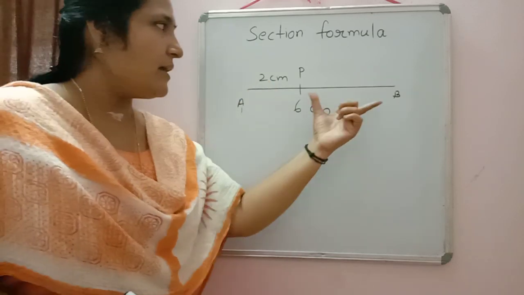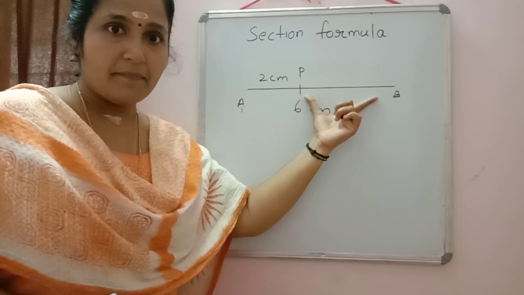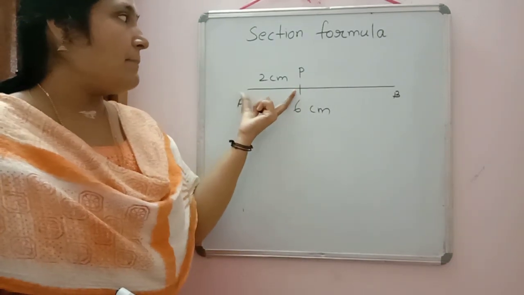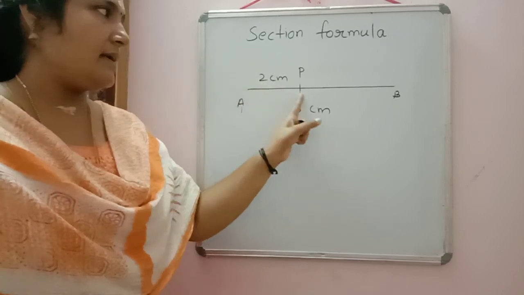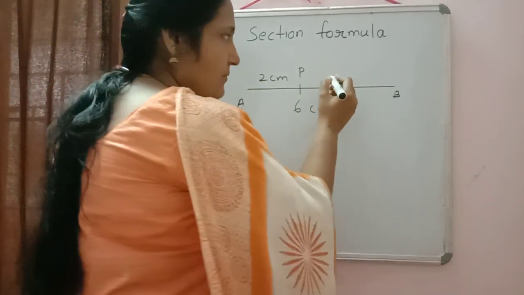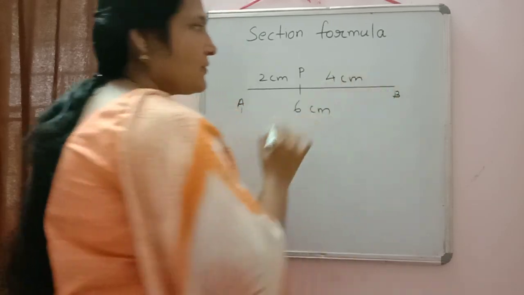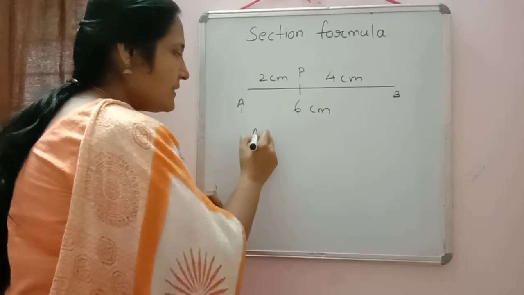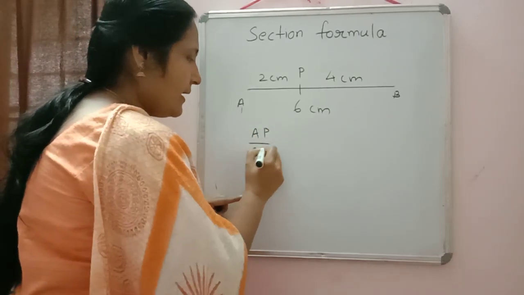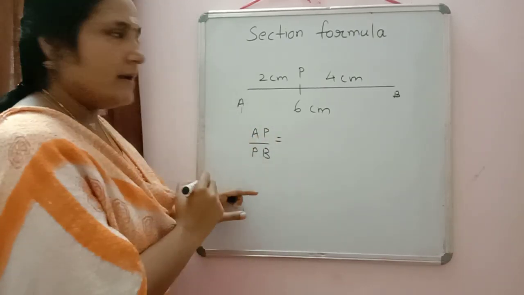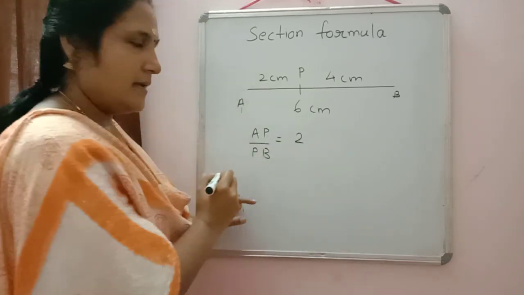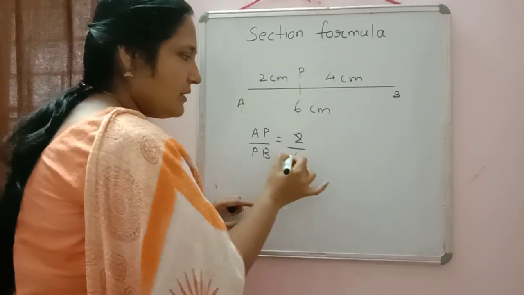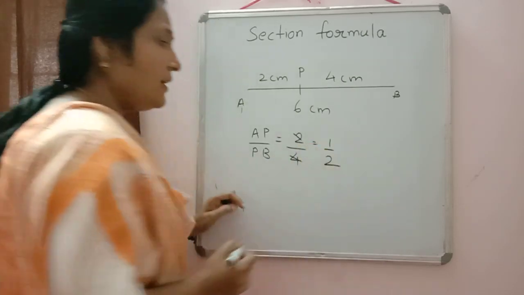So now can you tell me what will be the distance PB? Yes, AB is equal to 6 centimeter and AP is equal to 2 centimeter, then PB will be equal to 4 centimeter. Now if I check the ratio of AP by PB, AP is 2 centimeter and PB is 4 centimeter, so it will be equal to 1 by 2.